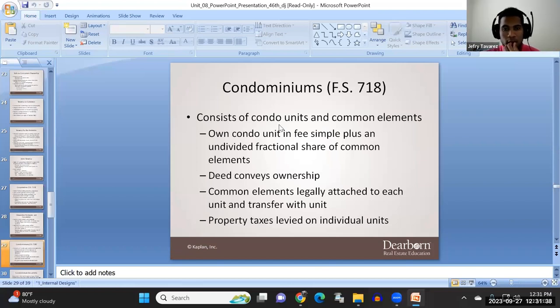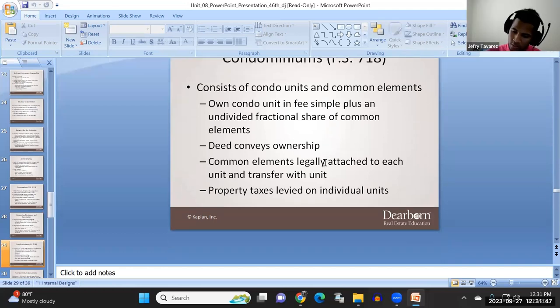Got it. Okay. And remember, 719 is for co-ops, 718 is for condos. Remember that. 719 co-ops, 718 condos.